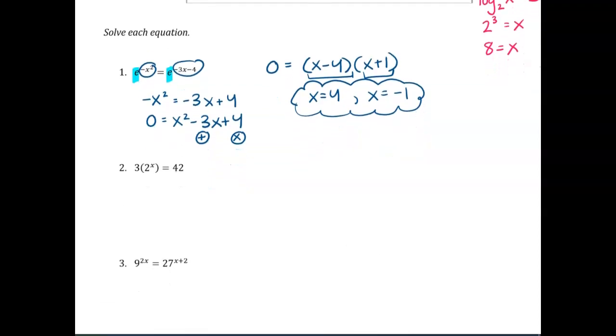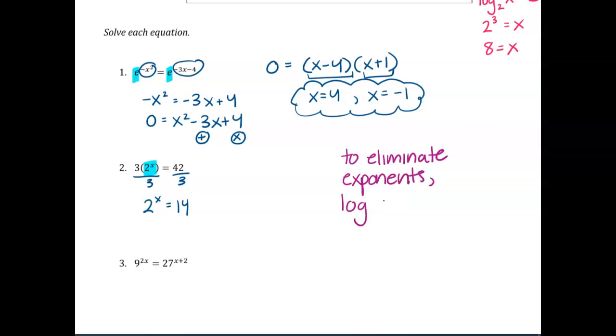Next one. 3 times 2 to the x equals 42. The first thing we want to do is try to get this by itself, so I'm going to divide by 3. Then I have 2 to the power of x equals 42 over 3, which is 14. Let's make a note over here to eliminate exponents. If you see a variable in an exponent, you don't want it to be there. So to eliminate exponents, you take the log or natural log, but typically log, of both sides of the equation.